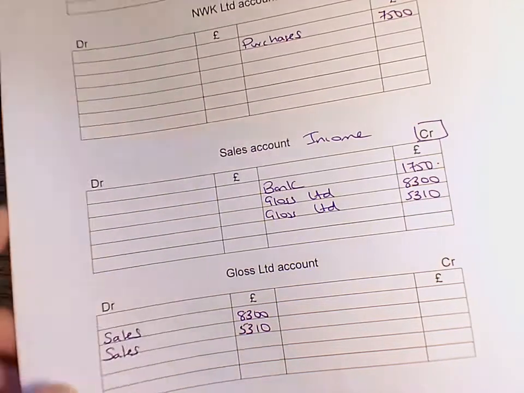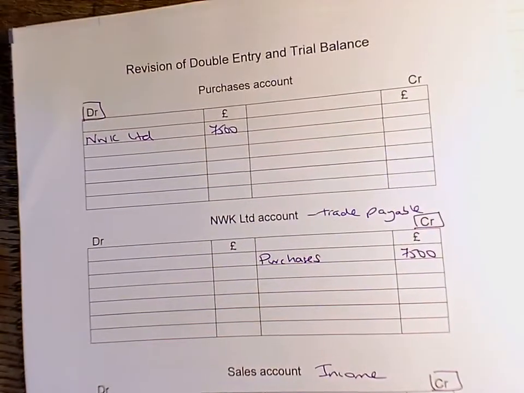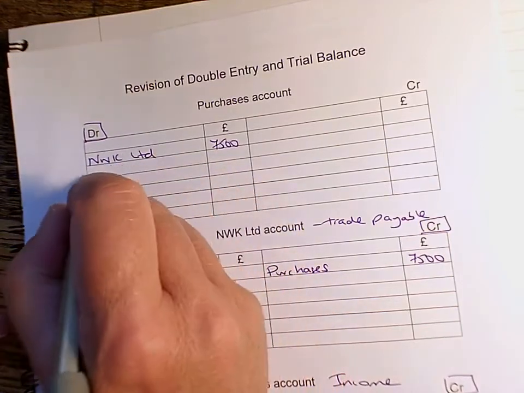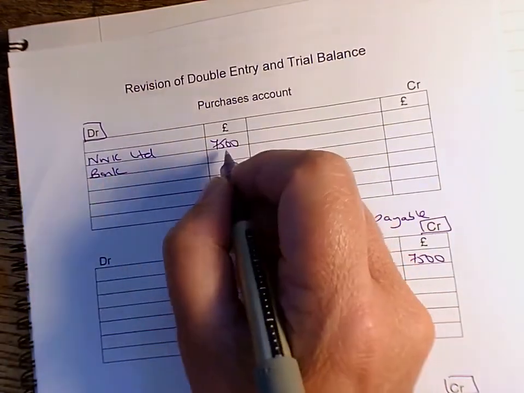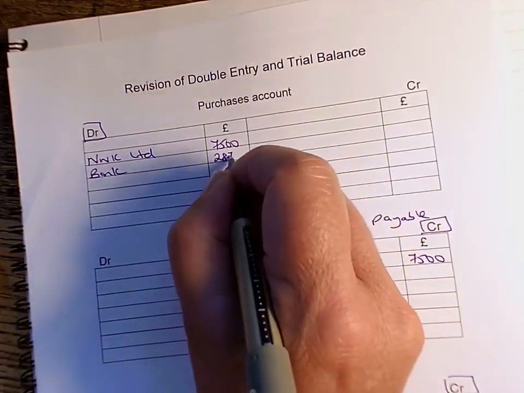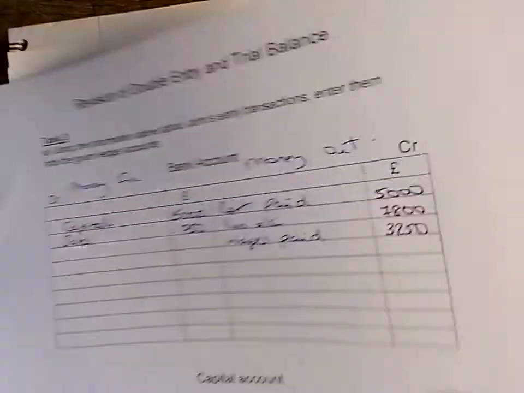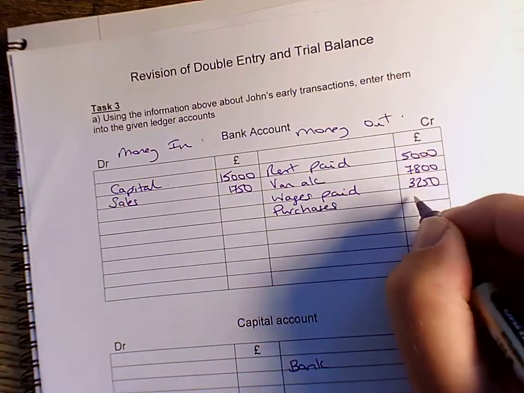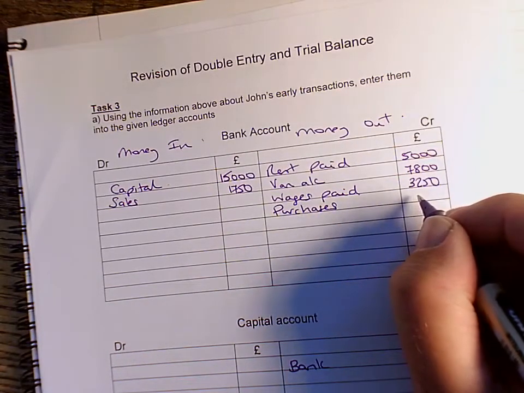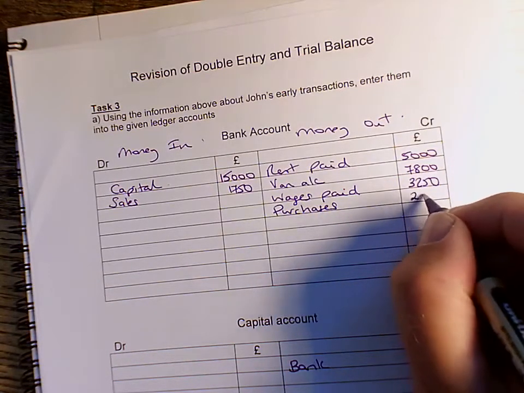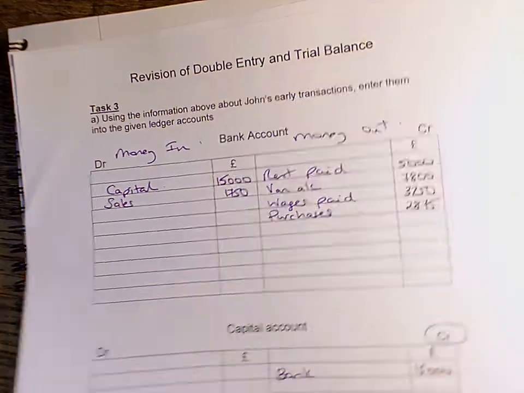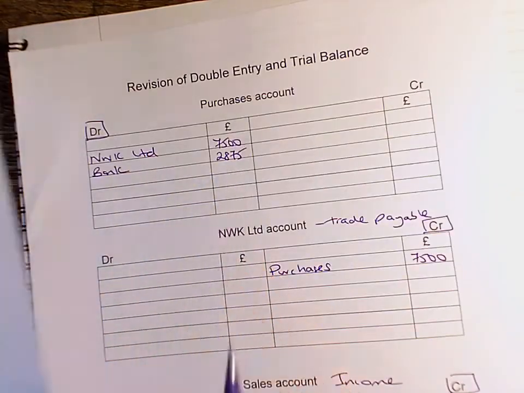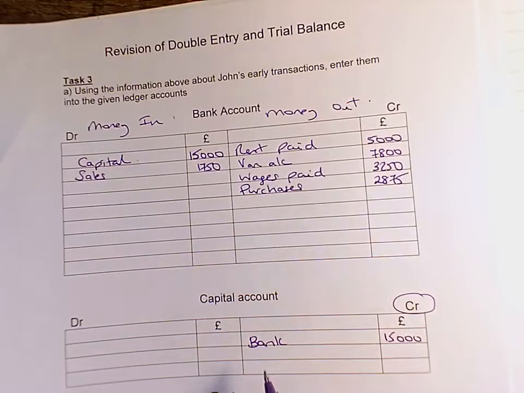Okay, made some more purchases. Transaction number 9, purchases paid for immediately. So these are cash purchases, 2,875, paid for out of the bank account. So we need to take that money out of the bank account there. So credit the bank, purchases with, how much was it? 2,875. Okay, so the double entry there, debit the purchases and credit the bank account.